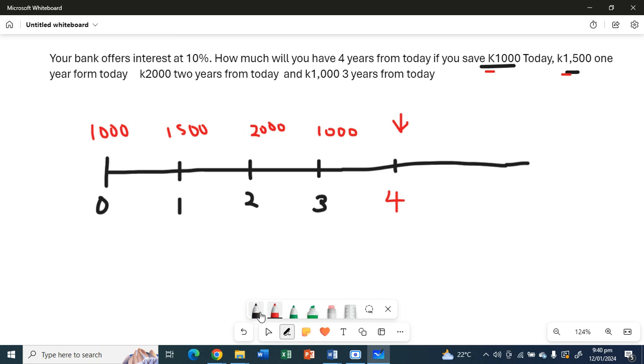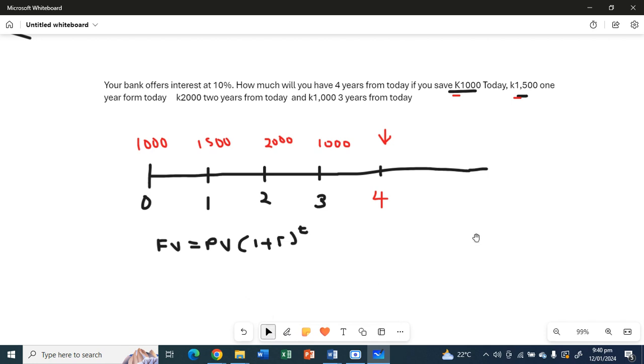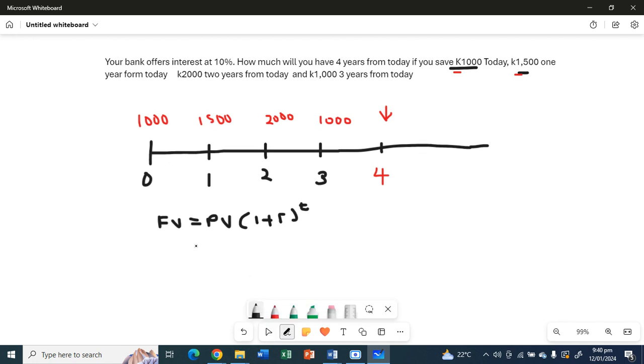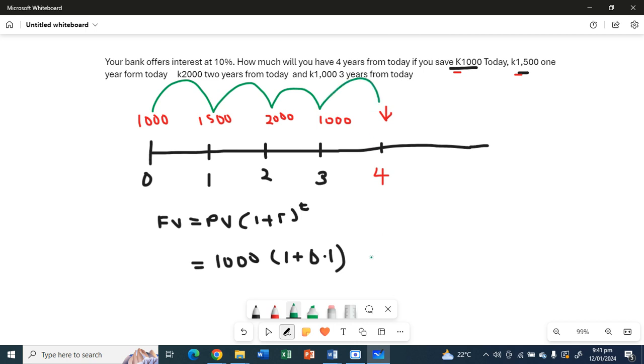So we say future value equals present value times (1 plus r) to the power positive t. So we start with this 1,000. We're going to say equals 1,000 open brackets 1 plus r, where r is 10%, so we'll put 0.1 here. To the power, so we're going to say this 1,000, how much is going to be in year four? So we're going to count 1, 2, 3, 4. So we put it to the power 4.